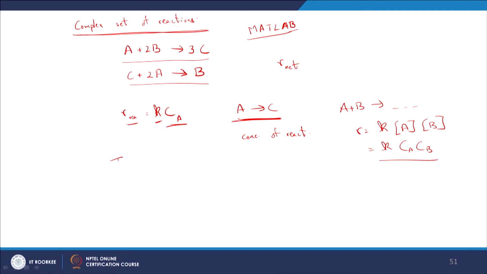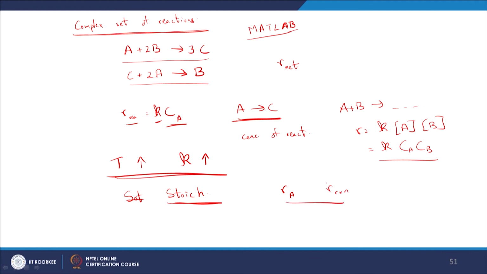We also looked at the effect of temperature. In general, the higher the temperature, the higher your rate constant, or the higher your kinetics are going to be. And then we also looked at the effects of stoichiometry, and how to relate the rates of your particular compounds to the rate of the reaction. In the next class, we are going to look at a complex set of reactions, and I guess that is it from me for now, and thank you.